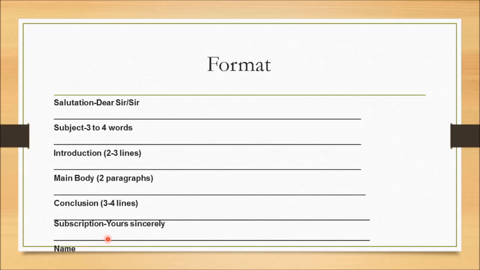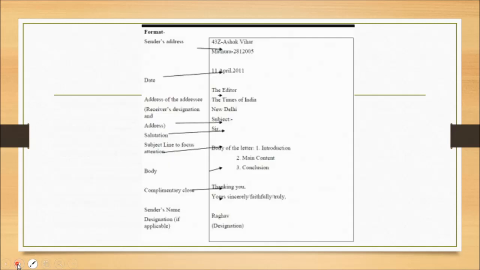After that, you have subscription. Subscription means how do you end the letter. So you will write yours sincerely. After that, again you leave a line and write the name. Now students, let me tell you that when you get the question paper in your board, the address of the sender, receiver, the name, all these things will be given in the question paper. You just have to pick up the details correctly from the paper and write it in your answer sheet.